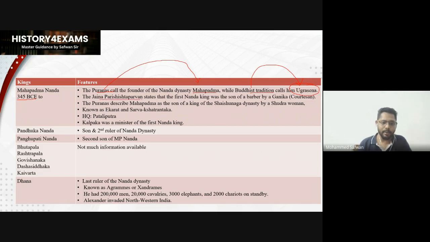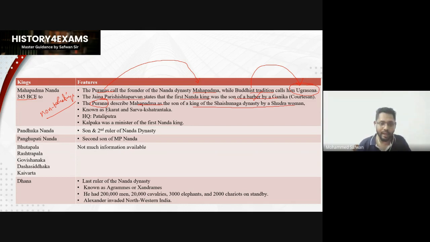According to the Jain text Parishishta Parvan, a textbook of Jainism, the first Nanda king was the son of a barber by a courtesan. So King Mahapadmananda was the son of a barber. You have to understand that this was the first non-Kshatriya dynasty. Also, the Puranas describe King Mahapadma as the son of a king of the Shishunaga dynasty by a Shudra woman, as we discussed.